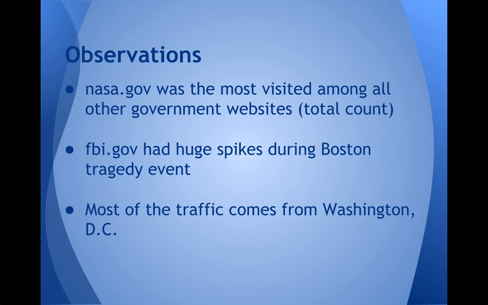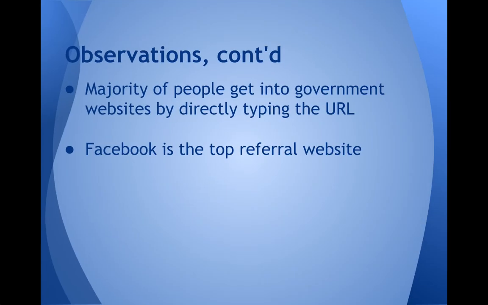We had several observations based on our data and the visualizations of the processed data as we worked through this project. One was that NASA.gov was the most visited among all other government websites. FBI.gov had huge spikes during the Boston tragedy event that happened recently. Most of the traffic comes from Washington, D.C. The majority of people seem to get into the government websites by typing in the URL directly, and Facebook is the top referral website.